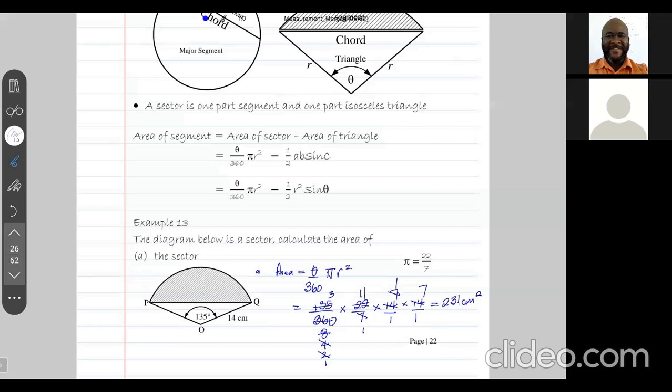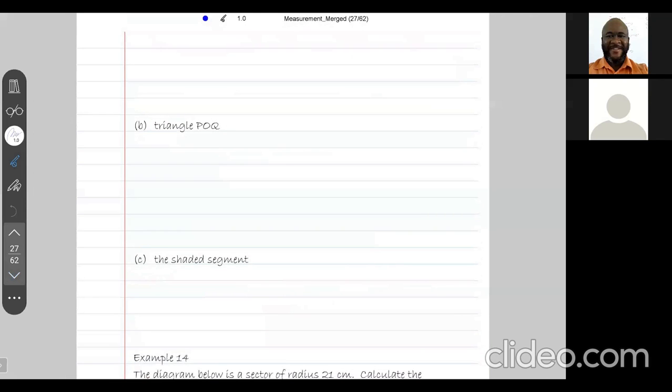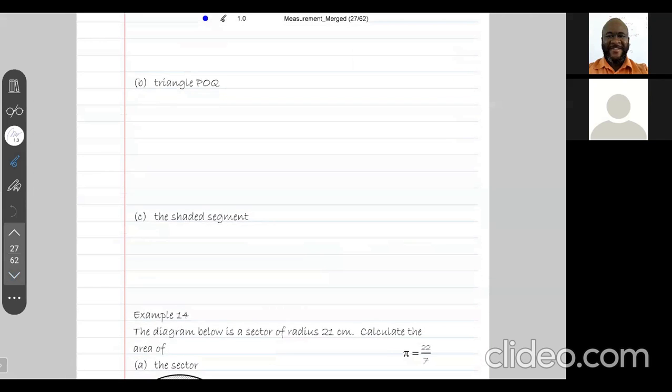Stay with me. Next, we're asked to calculate the area of the triangle. Now, the area of the triangle, it's a non-right angle triangle. How do I know that? Because the angle there in the middle is 135 degrees.